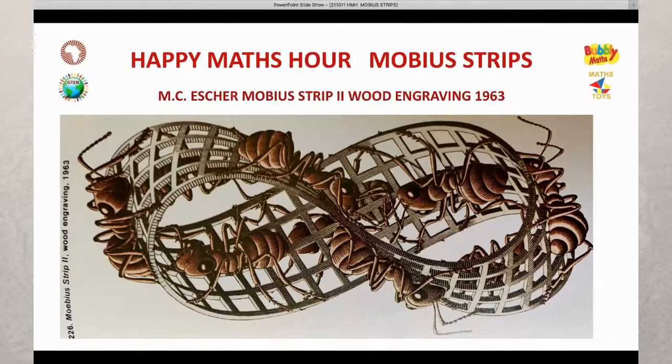And which side are they on? Are they on the inside or the outside, or both sides? Can they get from the inside to the outside? That's a Mobius strip. Which is the top and which is the bottom?